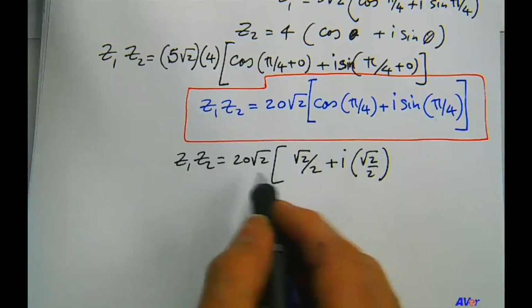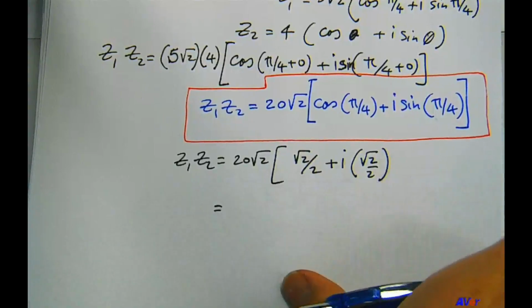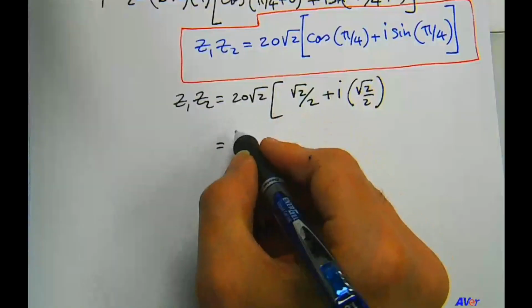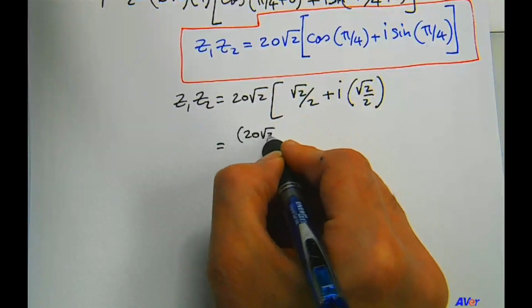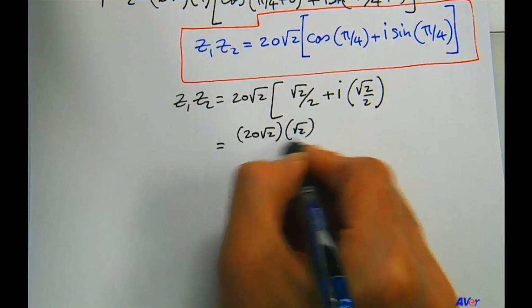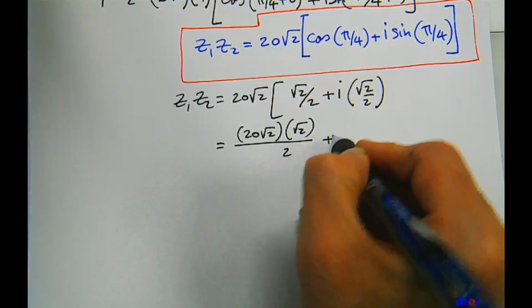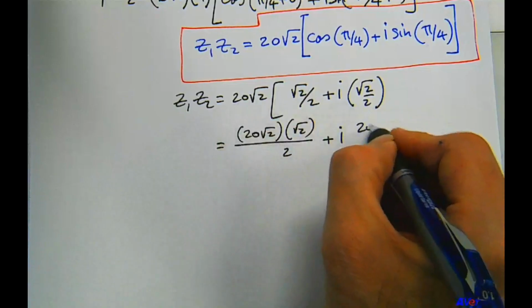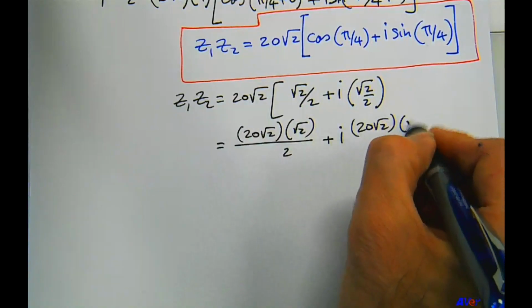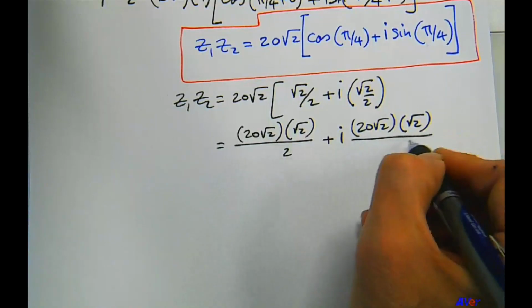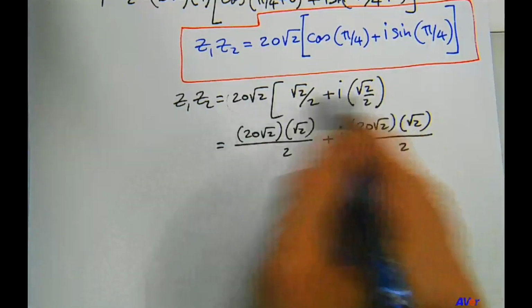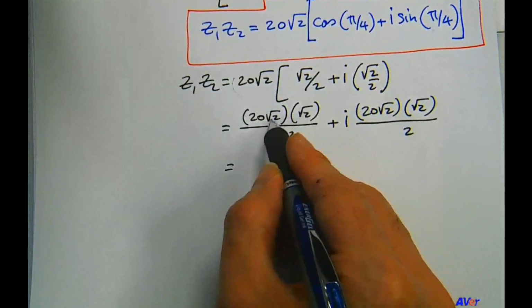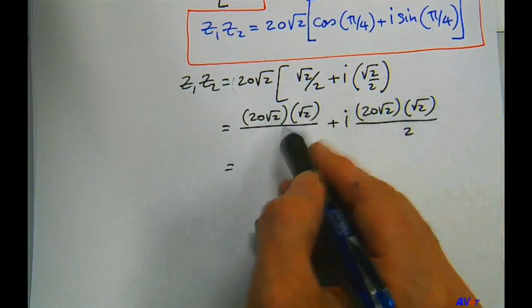Okay, and then we can distribute and simplify. So we have 20 square root of 2 times square root of 2 over 2 plus i 20 square root of 2 times square root of 2 over 2, just distributing this to both terms. What do we have? Square root of 2 times square root of 2 is just 2. The 2 and 2 cancel out.